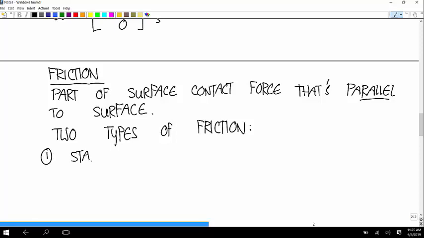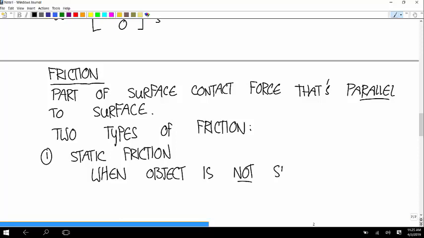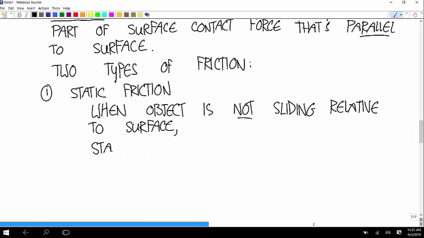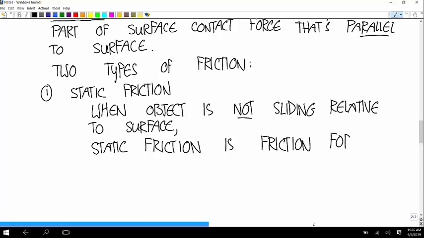The first one is static friction. When an object is not sliding relative to some surface, the static friction is the friction force that prevents sliding. So it keeps sliding from beginning.